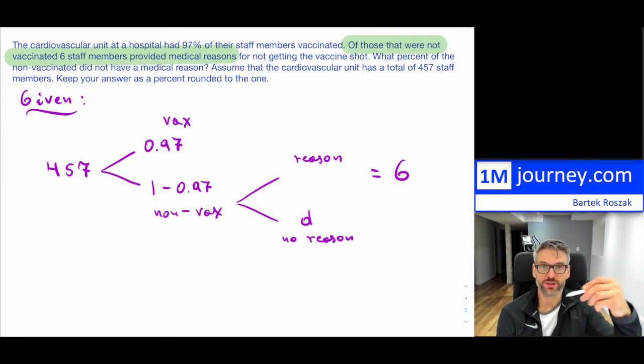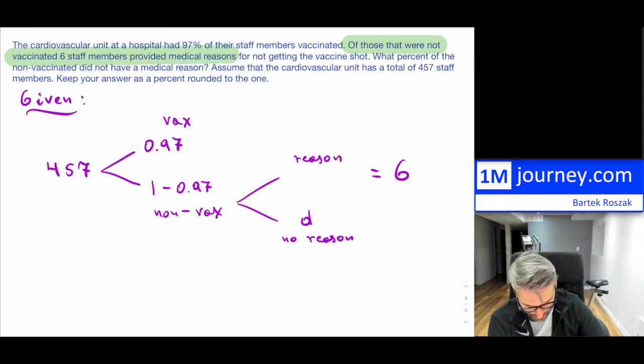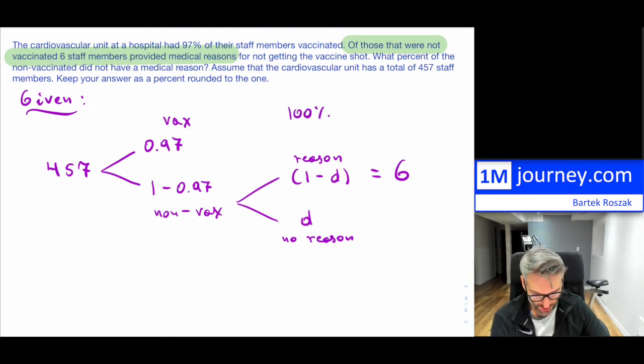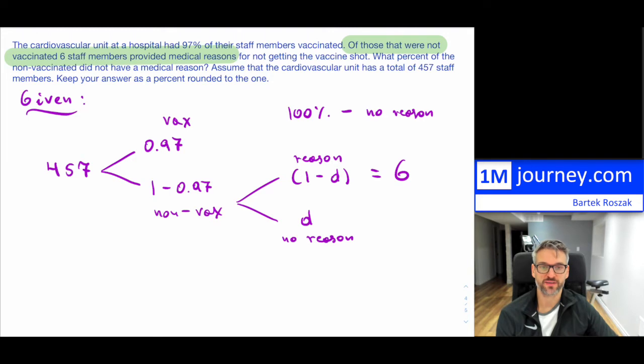Which means that on the opposite branch, on the ones that had a reason, I can say 1 minus D, right? Meaning 100% of the non-vaccinated minus the ones that had no reason, so whatever percent that was. If I know that, I know that this was equal to 6, right? So that's what I have. So this is my D that I'm going to try to find.